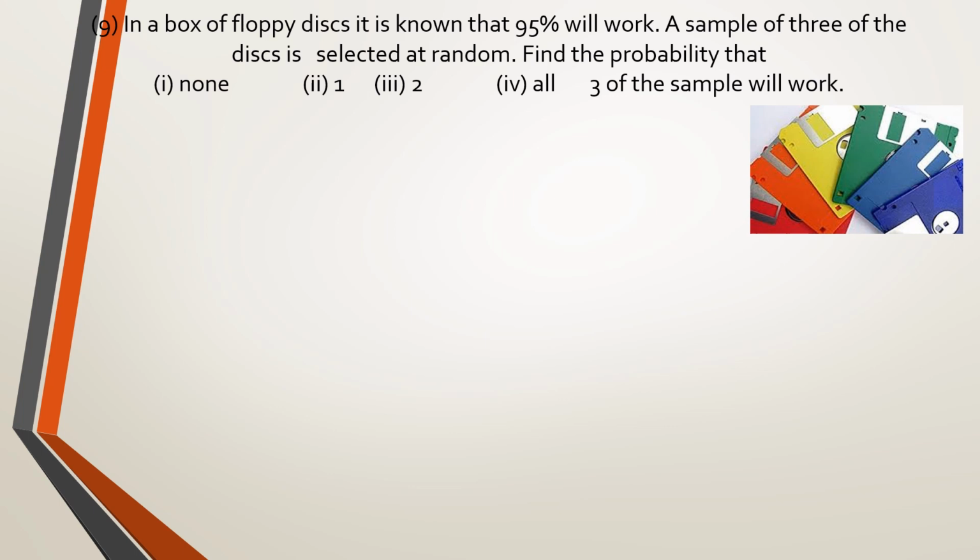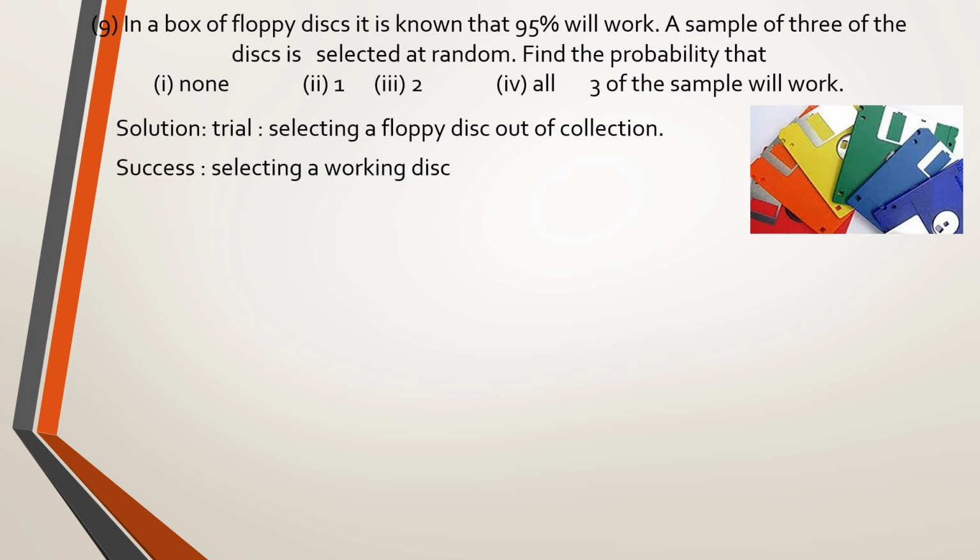Next example: in a box of floppy disks, it's known that 95% will work. A sample of 3 of the disks is to be selected at random. Find the probability that none, 1, 2 or all 3 of the sample will work. So decide what your trial is here. You're selecting a floppy disk out of the collection. What is your success here? Selecting a working disk, a nice, good working disk.